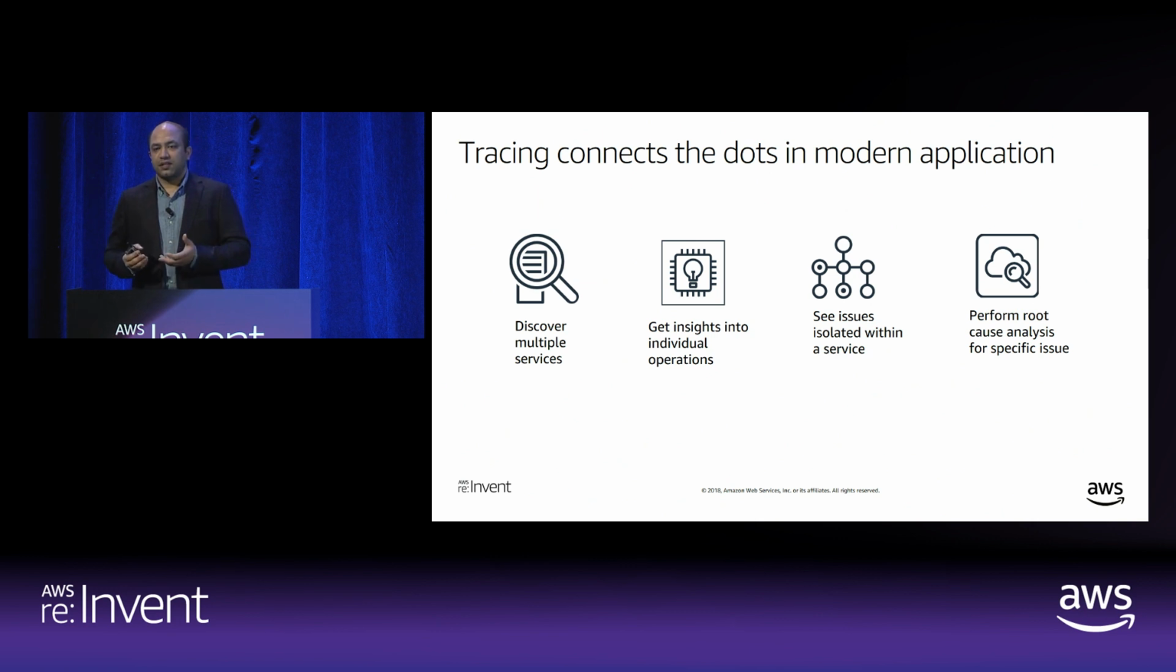We also give you insights into individual operations. Because traces are essentially, in some sense, detailed logs of individual requests or individual operations that your users are doing, there is no aggregation there. So you can go look at exactly what happened for a particular user or for a particular API call.